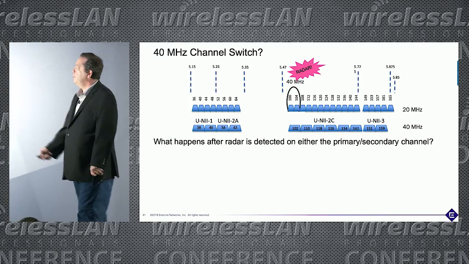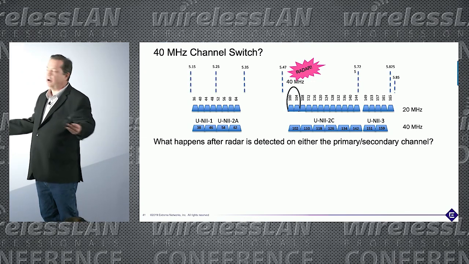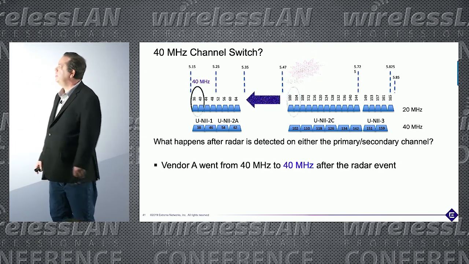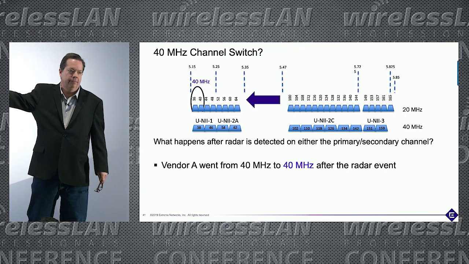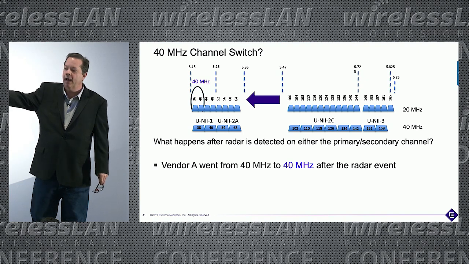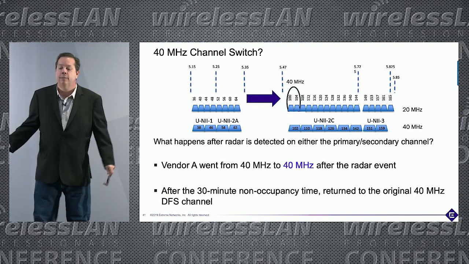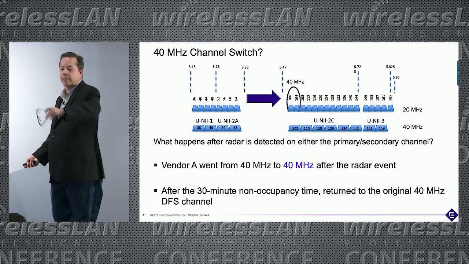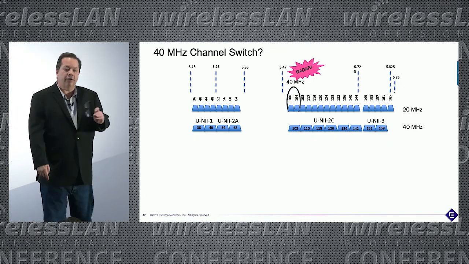All right, and then there's a radar event, and it doesn't matter whether it was detected on primary or secondary, it jumped. But this vendor went from a 40 to a 40 in the jump, after the radar event. And then after the 30-minute non-occupancy time, it went back to the 40 megahertz channel, its original one, on DFS. But here's another vendor.